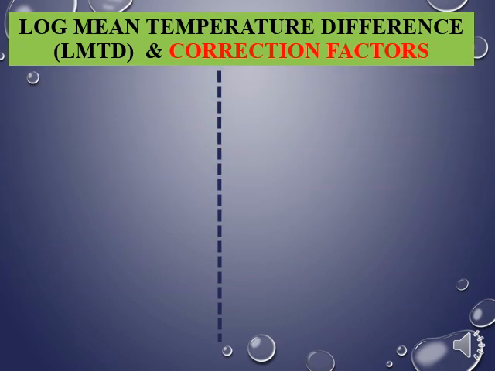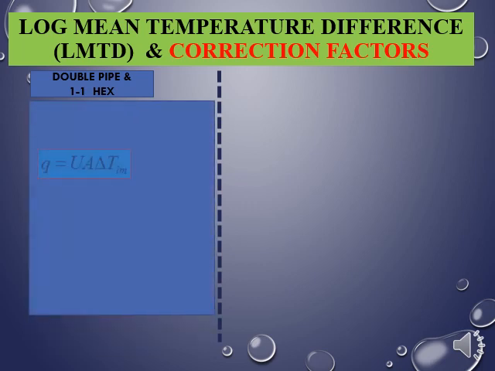So we already learned what the log mean temperature difference is in a previous slide. In this slide I will introduce what the correction factor is and how it relates to the log mean temperature difference. For the double pipe heat exchanger, we know that in order to calculate the heat transfer, we have to use this formula where U is the heat transfer coefficient, and A is the surface area.